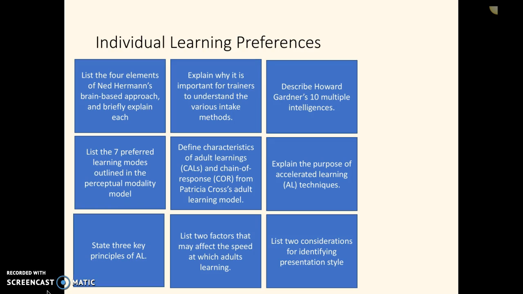Accelerated learning is also explored in this module. In here, we will look at the purpose of accelerated learning and 3 principles of it, followed by looking at 2 factors that may affect the speed at which adults learn. Lastly, this section will take into consideration 2 considerations for identifying presentation style.